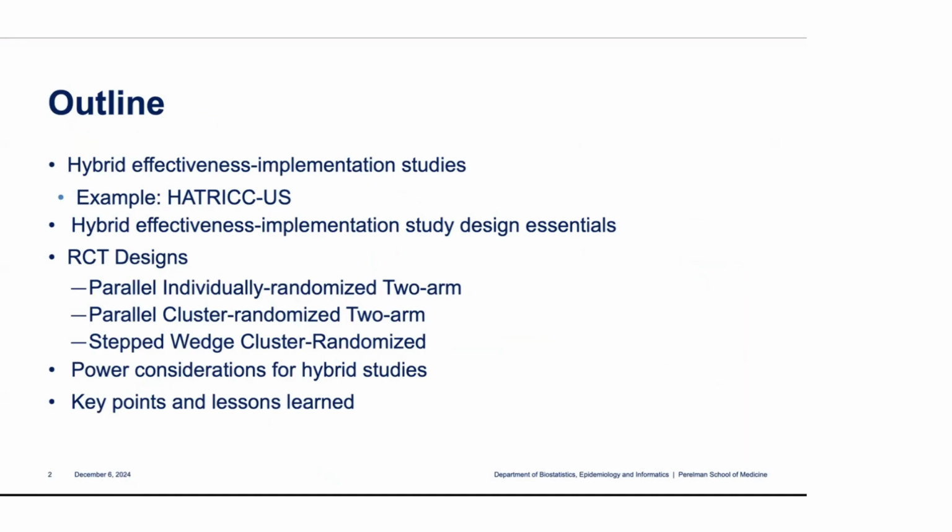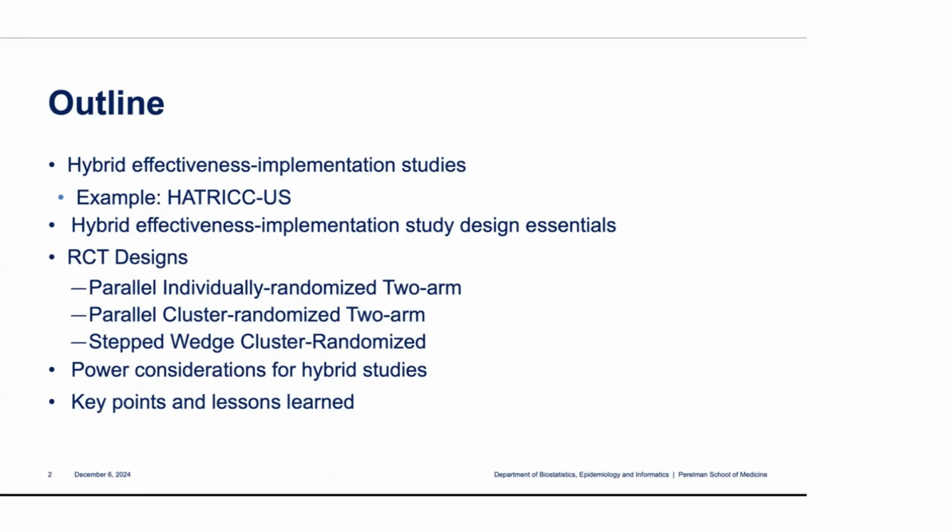I'll first touch on hybrid effectiveness implementation designs and HATRICK-US. The understanding scalability version will be our running example. I'll then touch on some design essentials that are really the skeleton of any study. There are certain fundamental aspects of a design. You know, what is the outcome? What is the intervention? What is the target population?